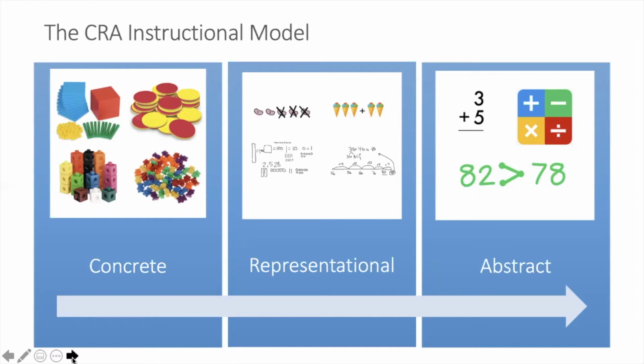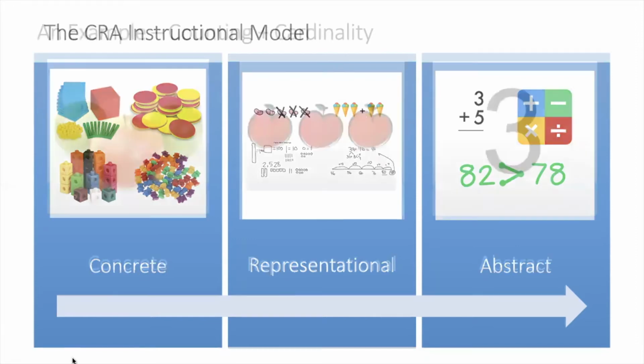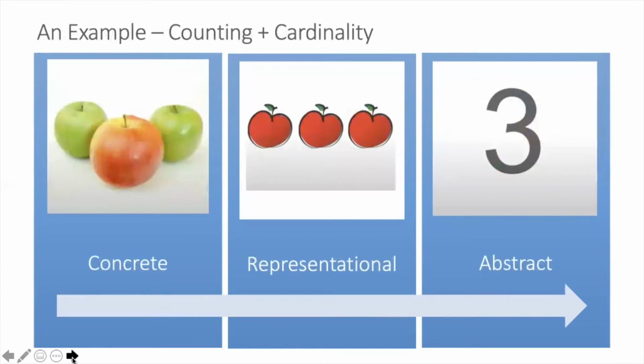So let's take a look at just a couple of examples to make sure we have a strong understanding of what this looks like. Beginning with counting and cardinality, in the concrete phase, we're using actual objects or manipulatives to help students understand what they're doing conceptually. So with counting and cardinality, understanding one-to-one correspondence and being able to count actual items. Moving from there into the representational stage, where we can draw pictures to represent what it is we've been doing with the hands-on materials, and then moving from there into the abstract and associating quantities with our symbolic number system.